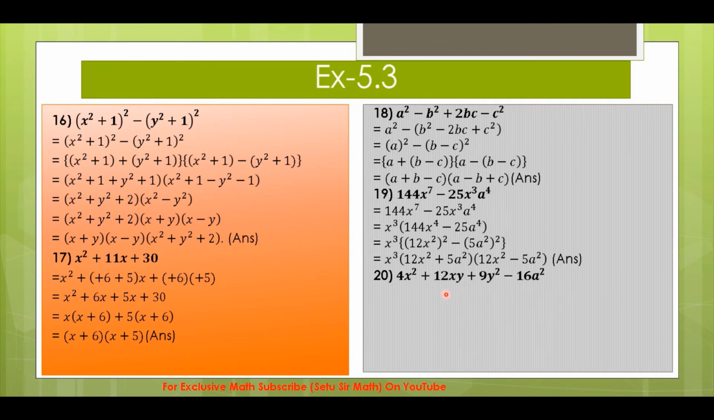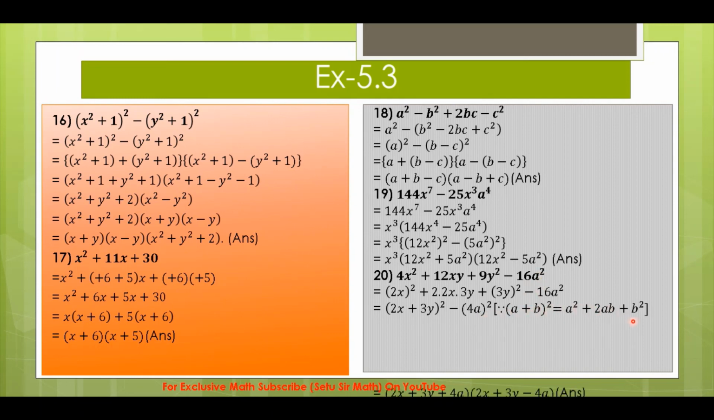Number 20, as we can see, 4x square plus 12xy plus 9y square, we can make the formula a plus b whole square. How can we make this? You can see 2x whole square plus 2 into 2x into 3y, that means 12xy, it is 2, because from the formula a plus b whole square we know there is a 2. 2x is a and 3y is b. So that is the formula. So I can write 2x plus 3y whole square minus 4a square, that is 16a square. That is the formula a plus b whole square, a square plus 2ab plus b square. So we can take a square minus b square, that is a plus b into a minus b. So that is the desired answer.